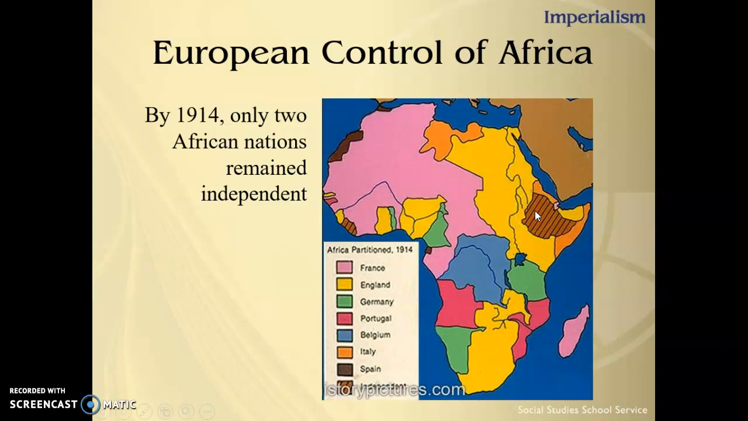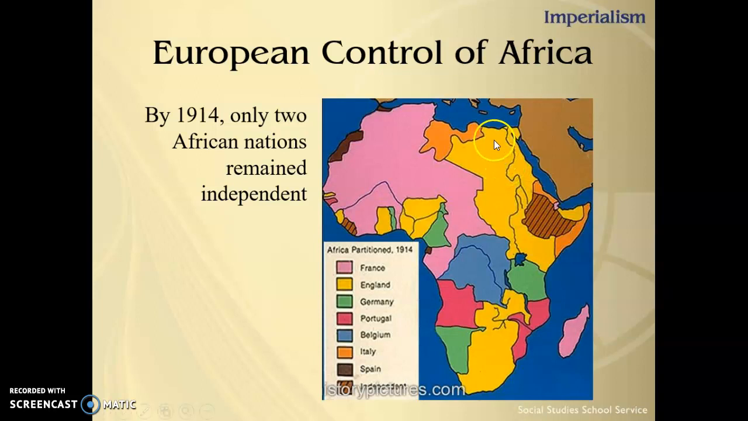which was able to remain independent because of its ruler, Menelik II, who actually hired Europeans to come to his country to train his army, as well as build roads and bridges, so when the Europeans tried to take over his country, they would be able to fight them back, and they did. They were able to resist them. The Italians were unsuccessful in taking over Ethiopia.